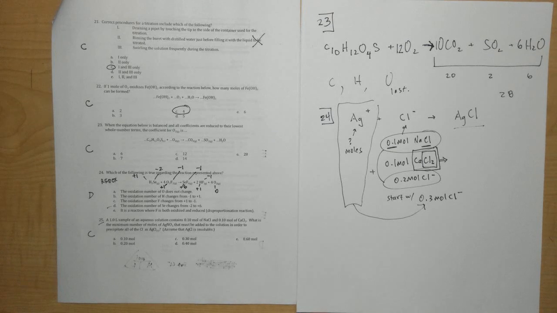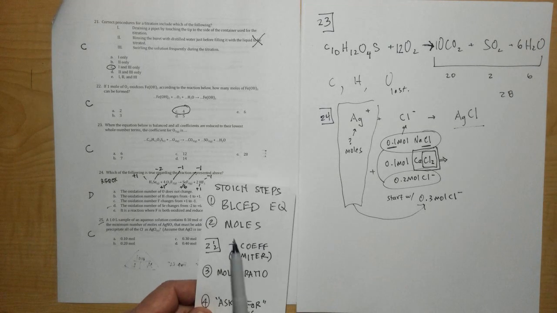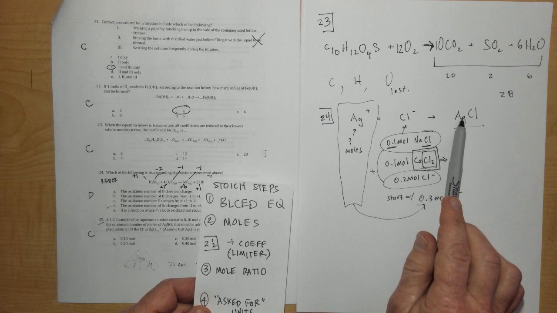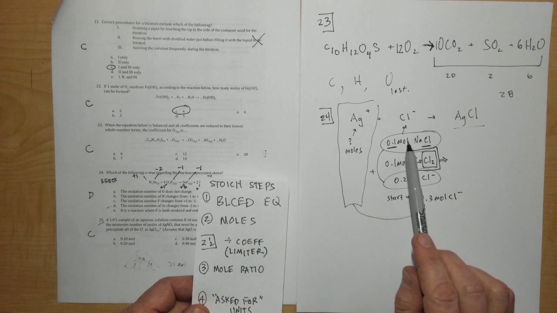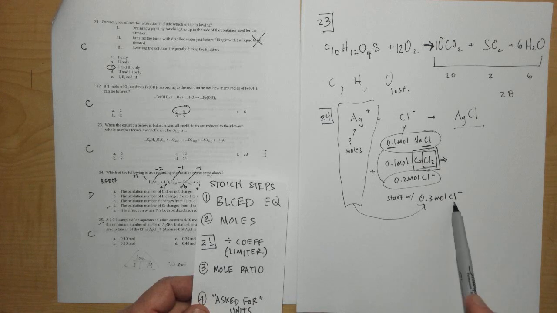So if I were doing my stoichiometry steps, step number 1 would be to write this balanced chemical equation, and I wrote it as a net ionic. Step number 2, convert to moles, and I took my moles and I added them together to get my total number of moles of chloride ion in there.